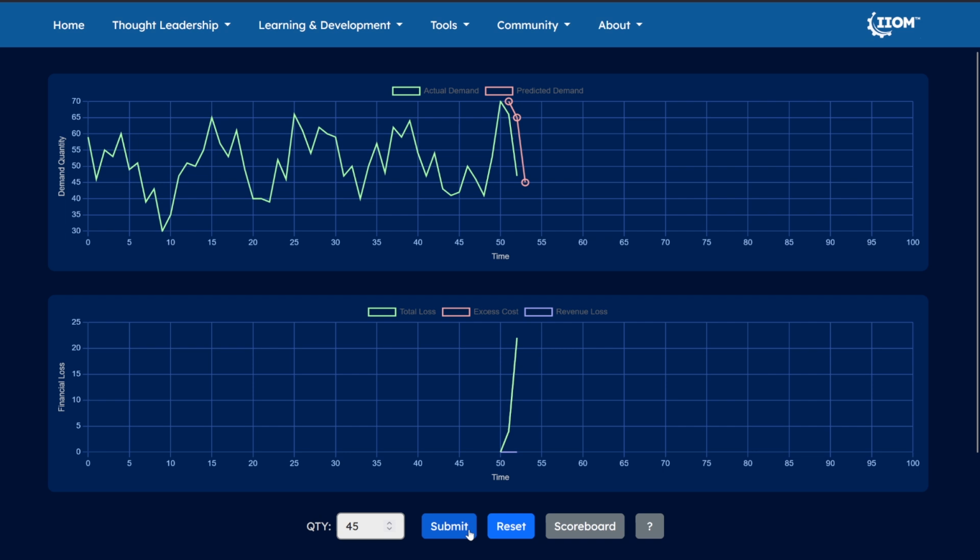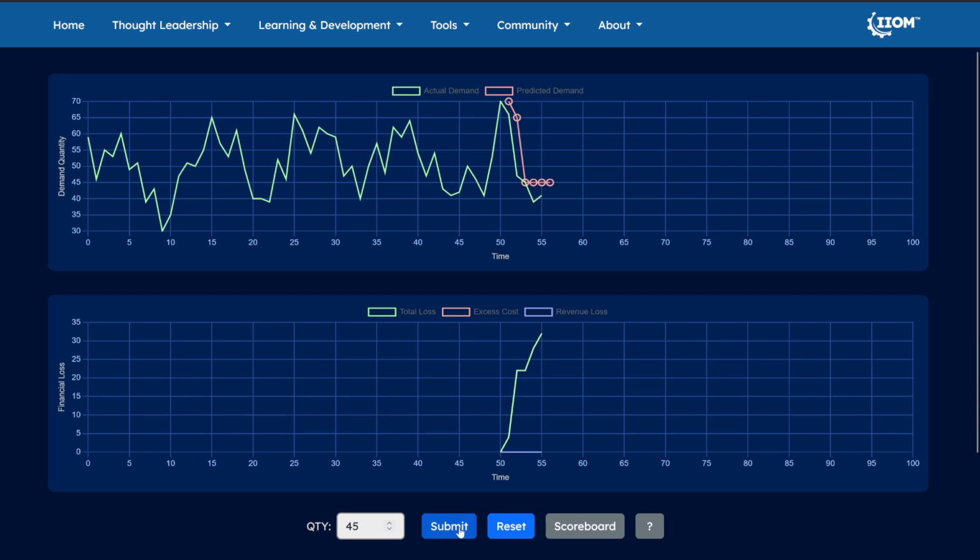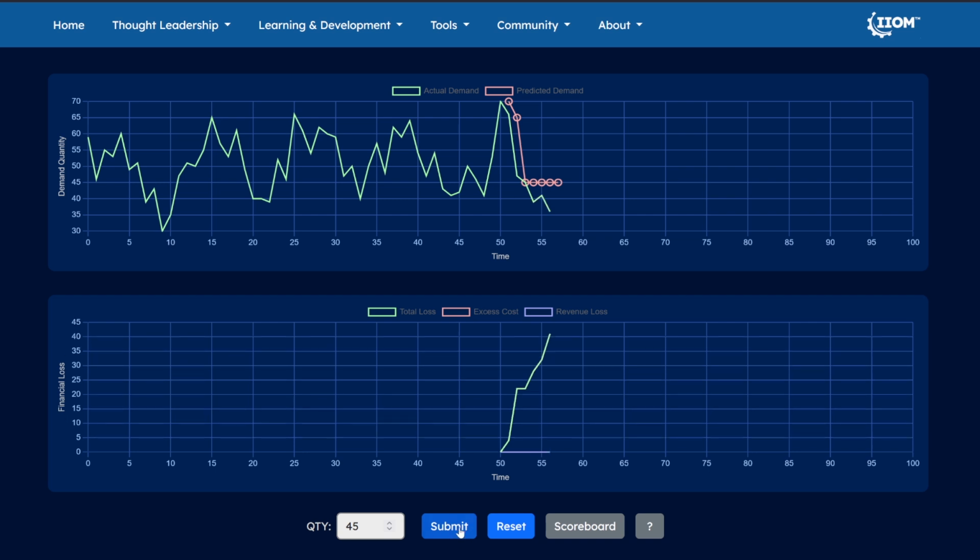So I set it to 45, I click submit again, and then step by step, we're moving forward in time. All right, I still stick to 45. Okay, demand is still going down. I think it will probably turn around soon, so I stick to 45. And yes, it's starting to turn upward. Still going down, now I'm going up.